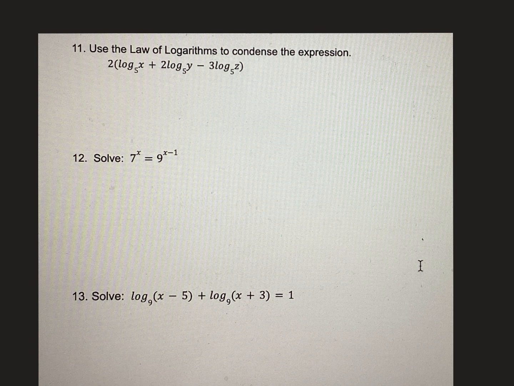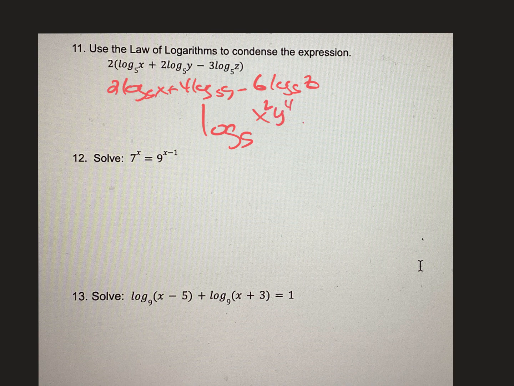Number 11, use the laws to condense it. Okay, I'm going to distribute that too. So I'm going to make it 2 log base 5 of x plus 4 log base 5 of y minus 6 log base 5 of z. Now the numbers in front represent the exponents, and also don't forget anything positive ends up in your numerator, anything negative ends up in your denominator. So the numerator is going to have an x squared and a y to the 4th because they're both positive. My denominator is going to have a z to the 6th because it's negative.